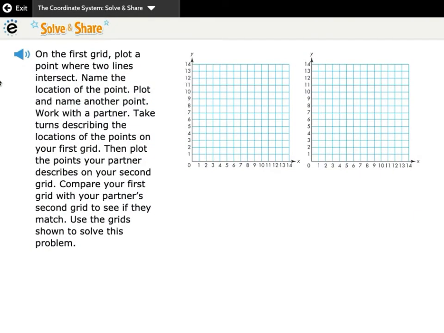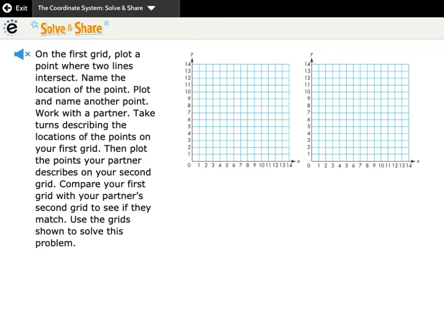Let's discuss the solve and share part on textbook page 777. On the first grid, plot a point where two lines intersect. Name the location of the point. Plot and name another point. Work with a partner. Take turns describing the locations of the points on your first grid. Then plot the points your partner describes on your second grid. Compare your first grid with your partner's second grid to see if they match.